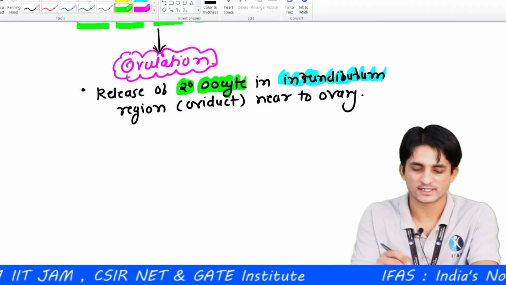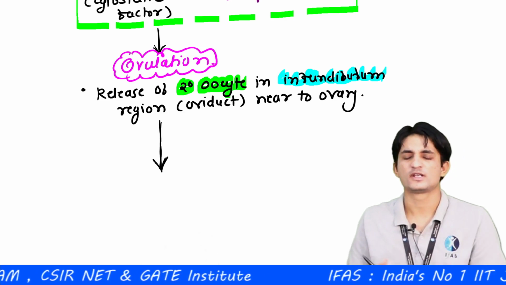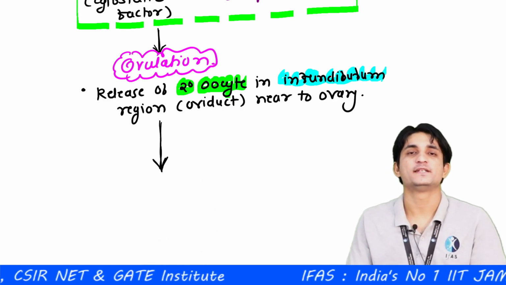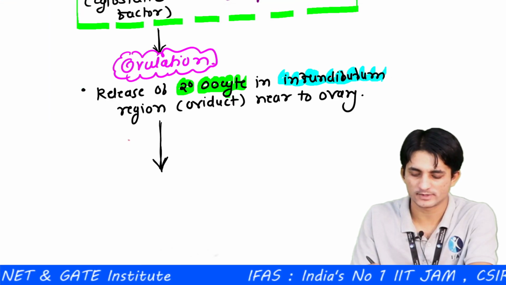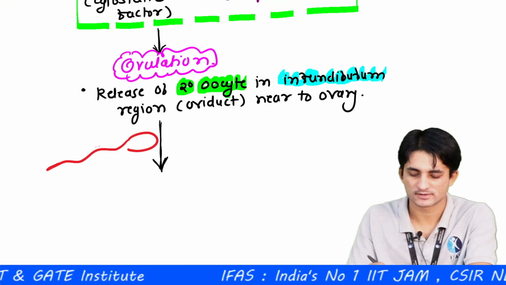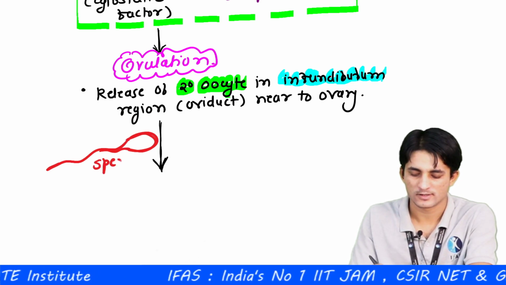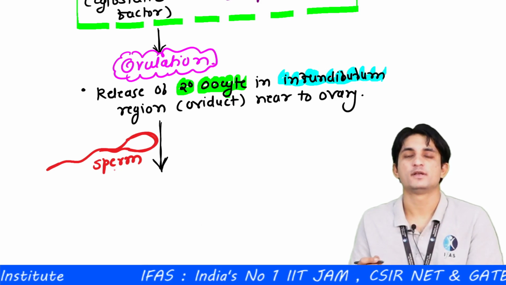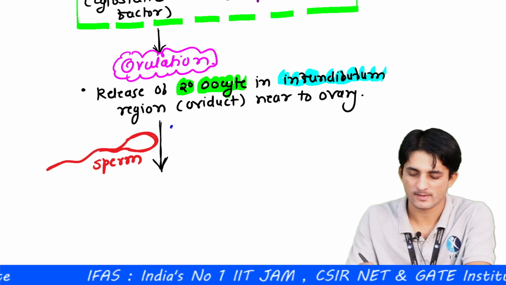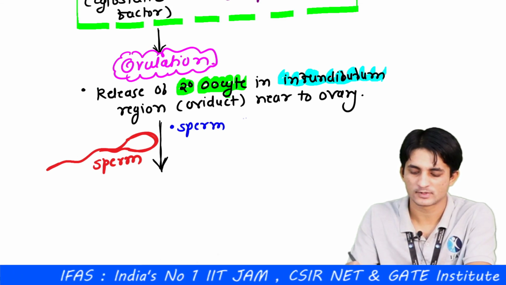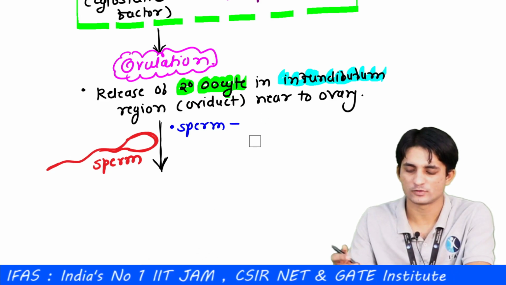Now after ovulation, it remains arrested in the secondary oocyte form till its meiosis is completed. Now here there is the entry of the sperms. As the sperm enters, the sperm will interact with the egg, not the secondary oocyte.